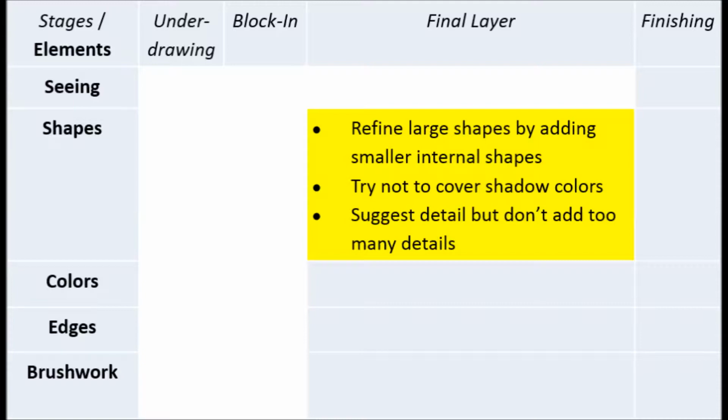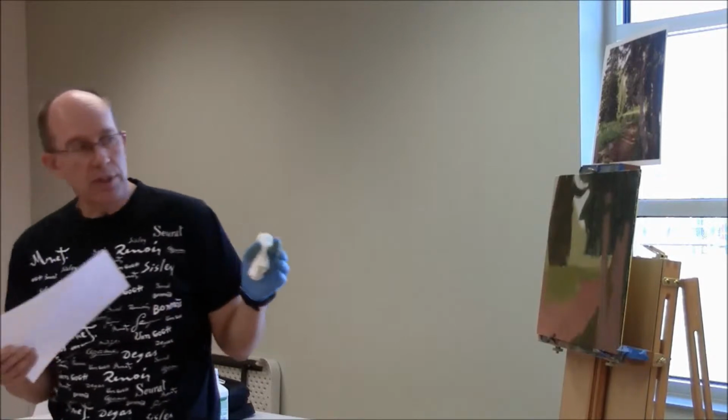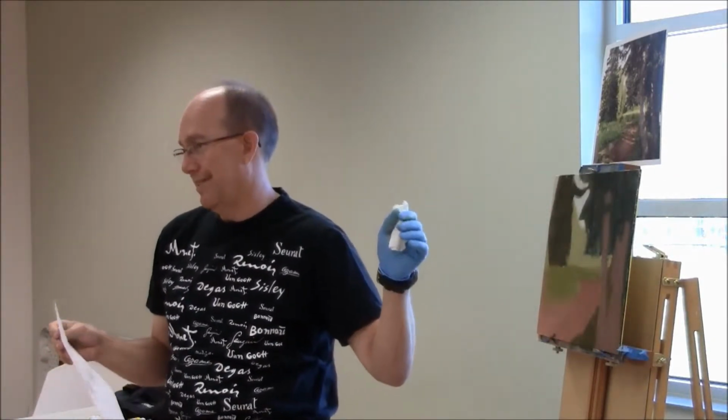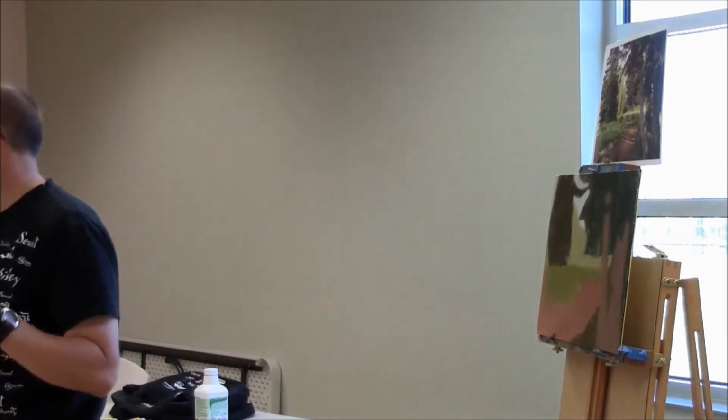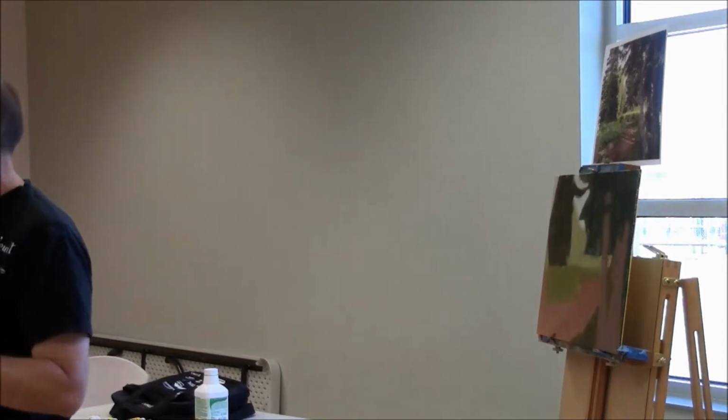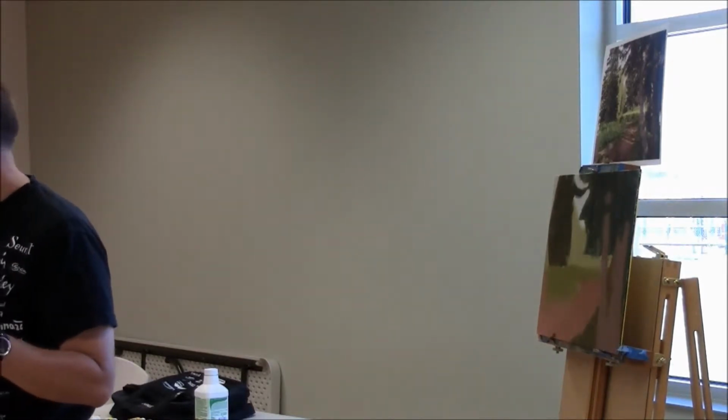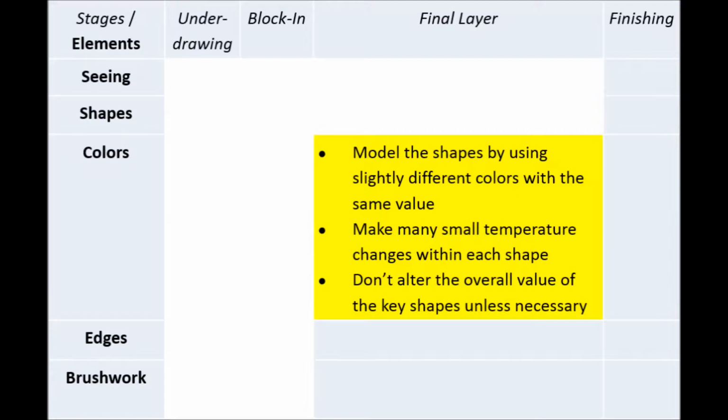Here's a nice summary that I provided in class. My focus on shapes has now passed. Okay? So my primary concern is not to change the shapes. If I got them right at the beginning, don't change them. When I'm doing the final layer, my color focus has more to do with modeling the big value shapes that I've established using slightly different colors that are more or less in the same value, under the same value scale.